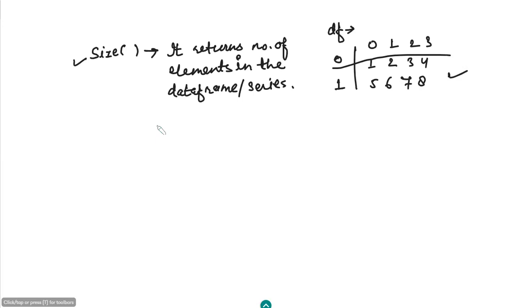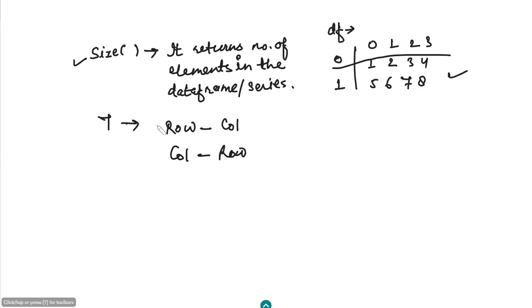And now another function or attribute is T. This is T, which is used to transpose the columns into the rows and rows into the columns, right? So row will become column and column will become row.